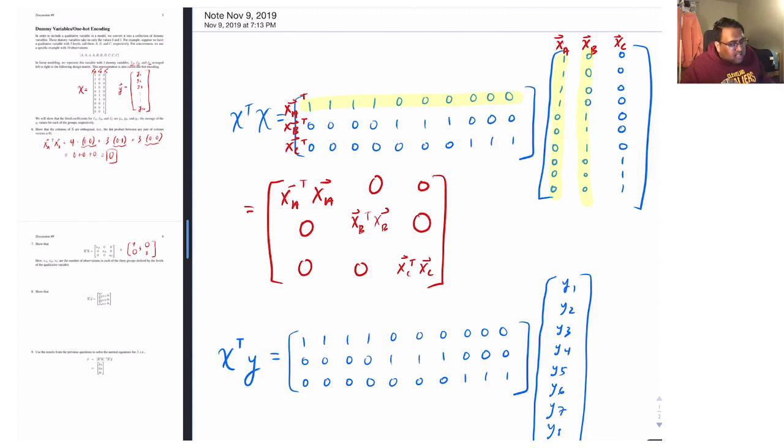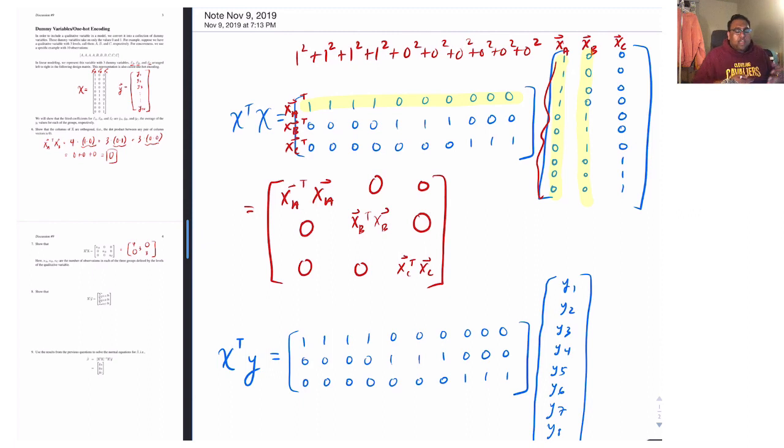And so now all that's left for me to figure out are the elements on the diagonal of this matrix. For instance, if I look at XA transpose XA, i.e. the dot product of XA with itself, that's the sum. If I think about this as rotating XA and writing it over here, it's the sum 1 squared plus 1 squared plus 1 squared plus 1 squared plus 6 0 squareds.